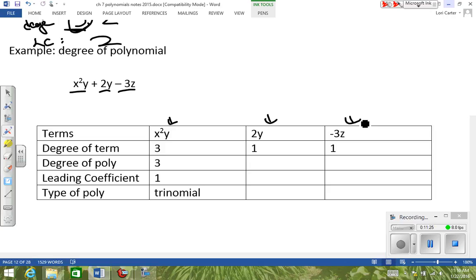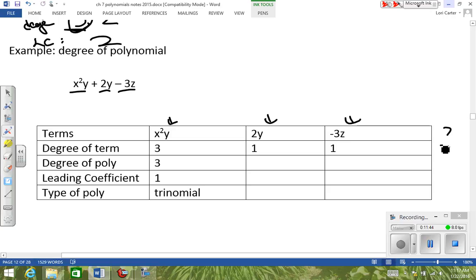All right, now I want to know the degree of the term. So what's the degree of x squared y? 3. 2y? 1. Negative 3z? 1. What if I had put a 7? What's his degree? 0. Okay, just checking. He's not really there.